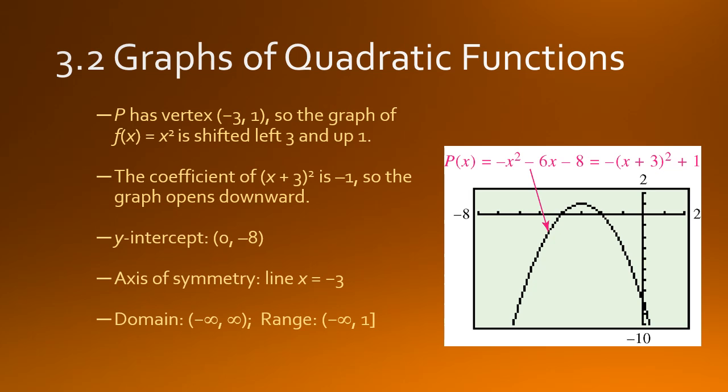The domain, again, all parabolas have a domain of negative infinity to infinity. In fact, all polynomials do. The range, because it's been flipped upside down, is going to be negative infinity to 1. It's going to be increasing from negative infinity to negative 3, and then decreasing from negative 3 to infinity.